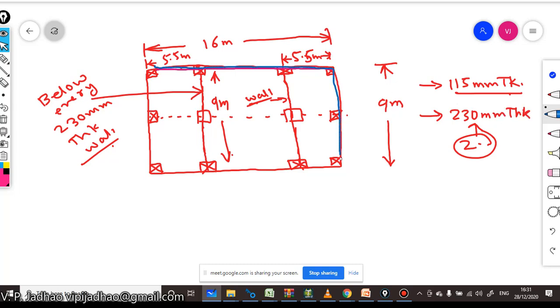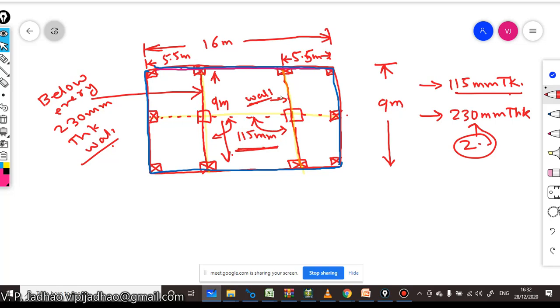So the outer wall will be 230 mm thick, whereas these inner walls will be 115 mm thick. Why? Because these are partition walls only. Their main purpose is to provide the partition arrangement only. Therefore all these walls will be generally 115 mm thick.